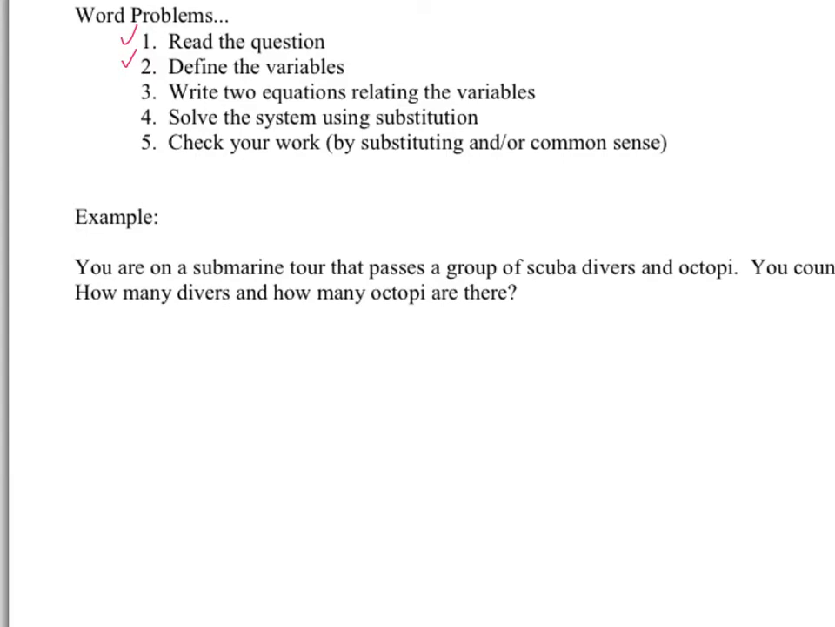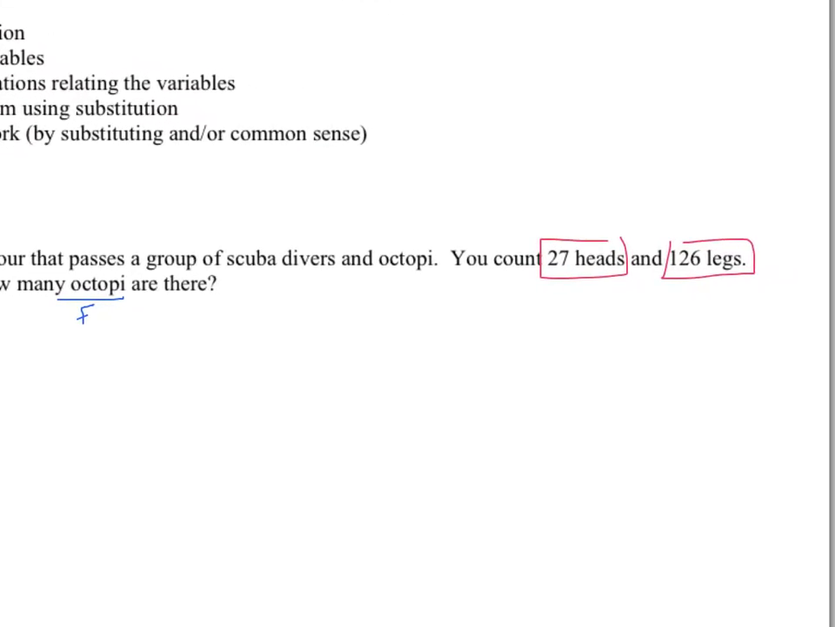So our variables are divers and octopi. So we'll call divers D, and octopi, I don't want to use O because it looks like 0. I'll just say fish, F for fish. So I've read the question, I defined the variables, I need to write two equations relating them. Well, we have two totals. We have a total that represents heads and one that represents legs.